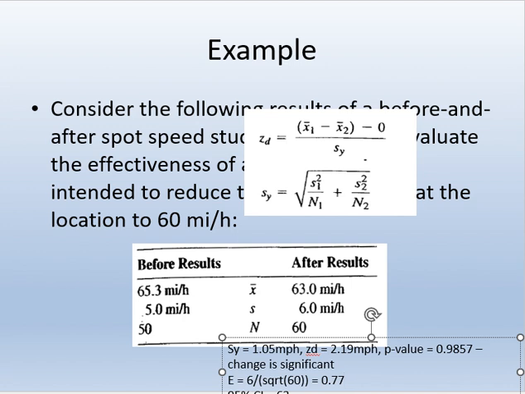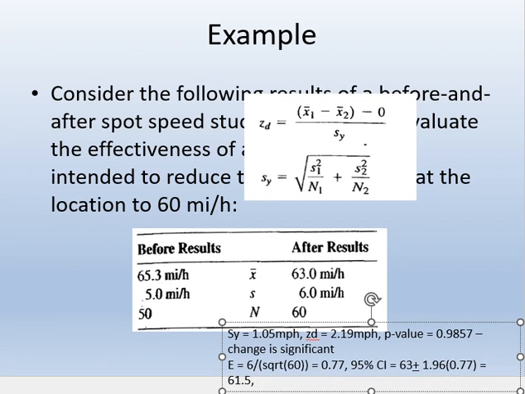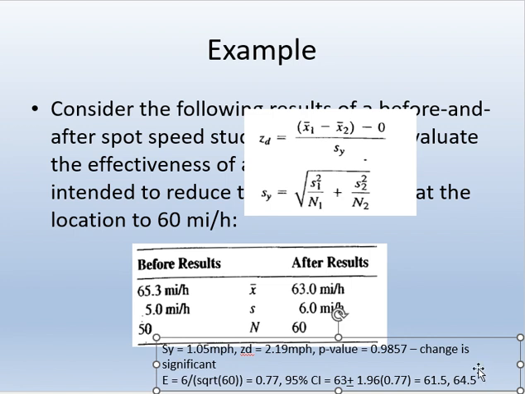Then I will calculate the 95% confidence interval, which is 63 plus minus 1.96 into 0.77, and this comes out to be 61.5 and 64.5. Okay, so you can see here the required value is not within the confidence interval. So that means the 60 value is not achieved.